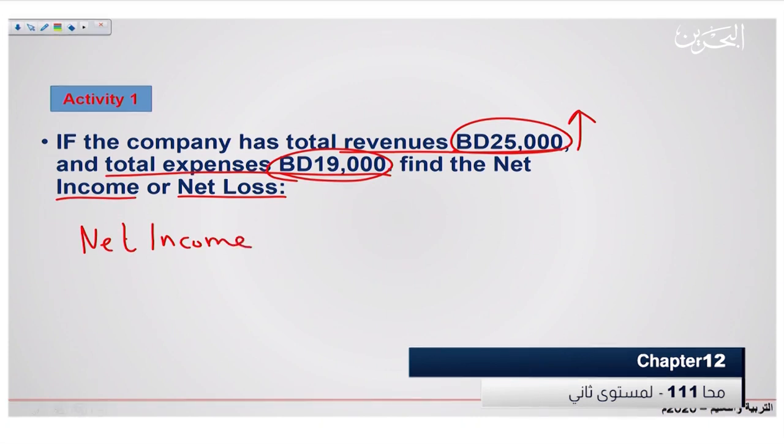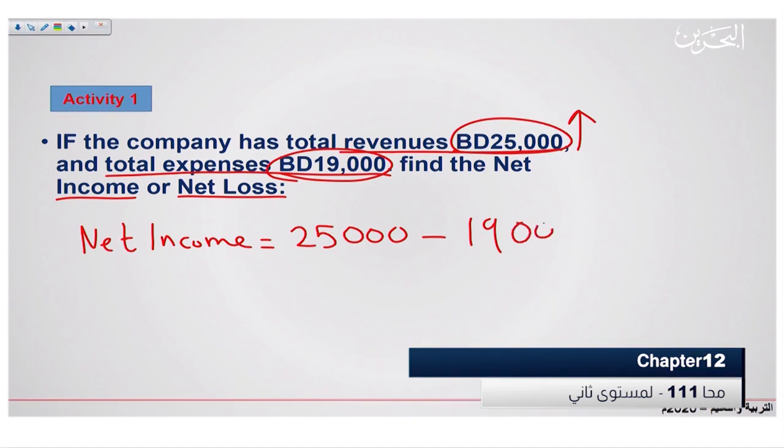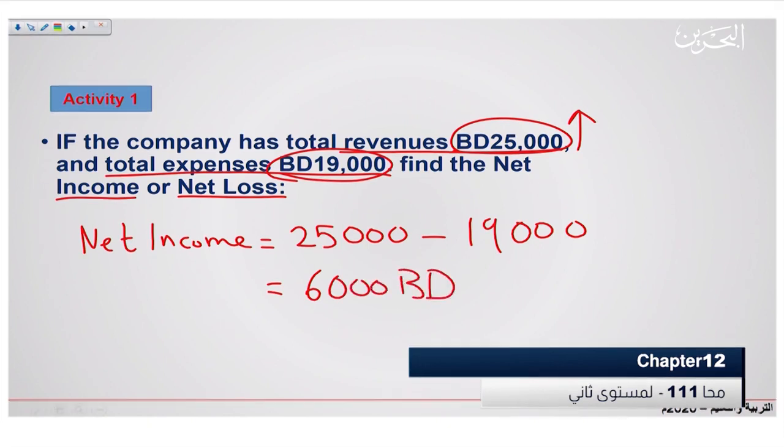Now I have to calculate the amount of net income the company is making. So I will write down 20,000 BD, which is the total amount of revenue, minus the total amount of expenses, which is 19,000 BD. It will equal 6,000 BD. So the company is making profit equals 6,000 BD.